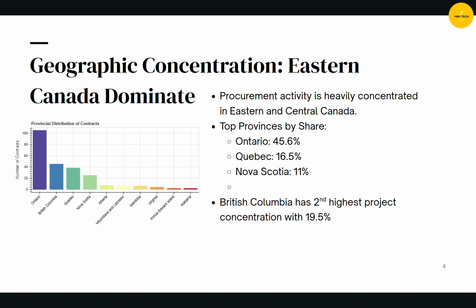Next, let's look at the geographic concentration. No surprise here: if you live in Canada, Eastern Canada is where most of the economic activity happens. In Eastern Canada itself, we have more than 60 or 70% of the total contracts. But British Columbia was the second highest project concentration, and there are some US states as well.